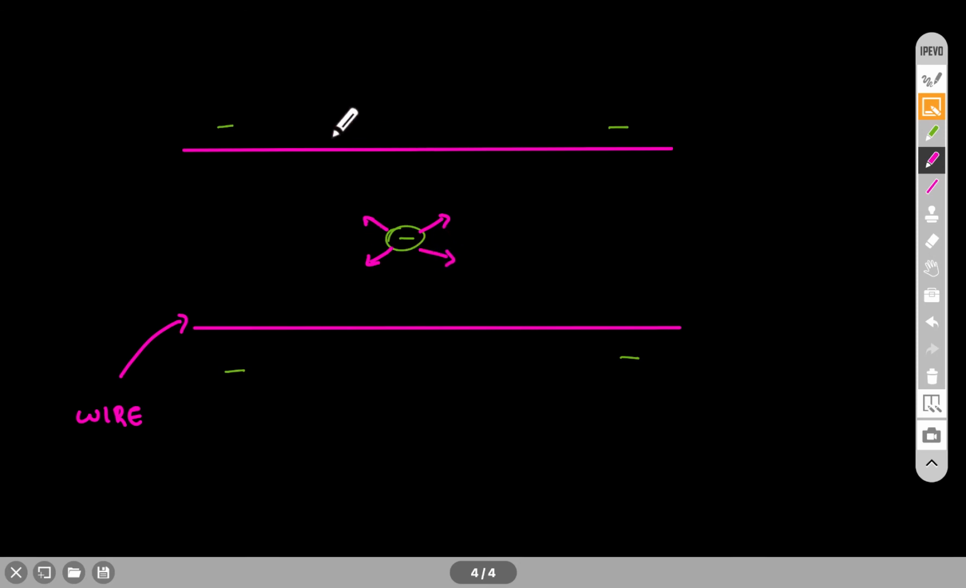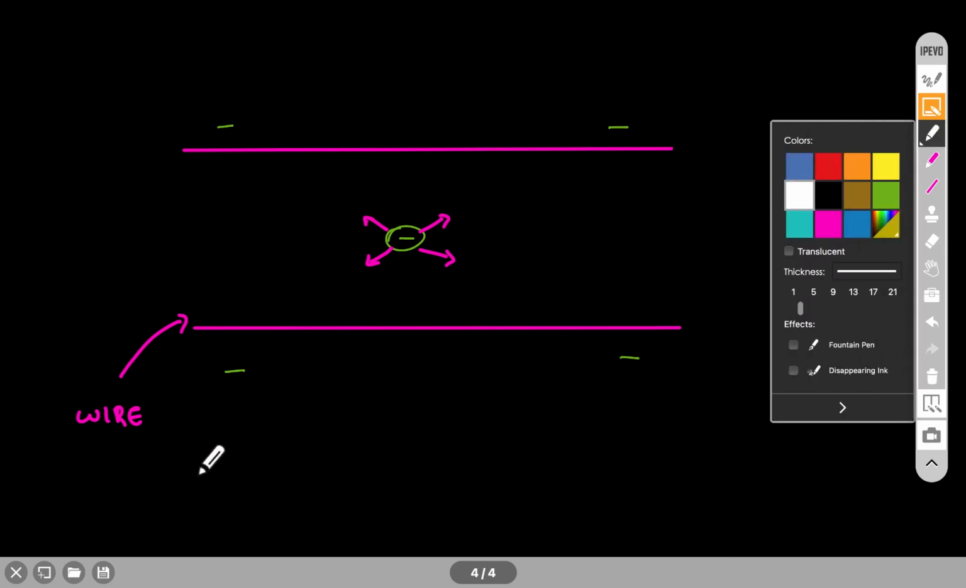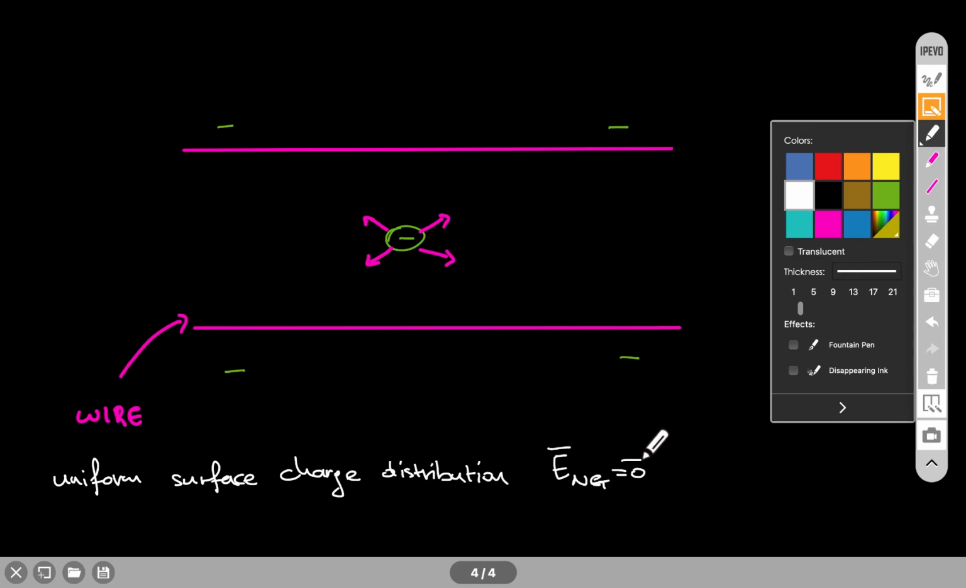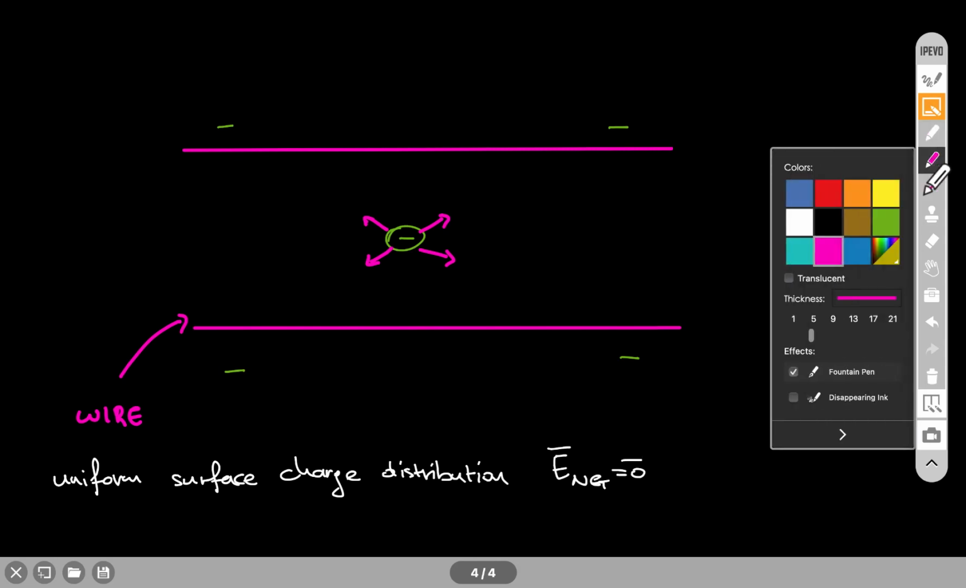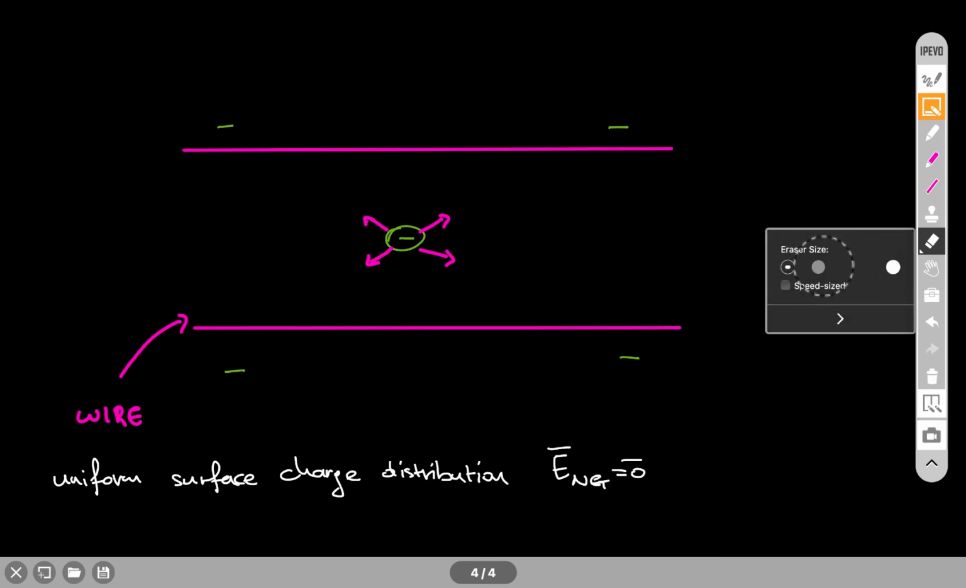Okay? This means if you have a uniform surface charge distribution, then your E net inside is exactly 0. Let's erase those for now.